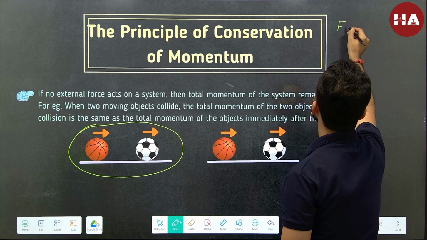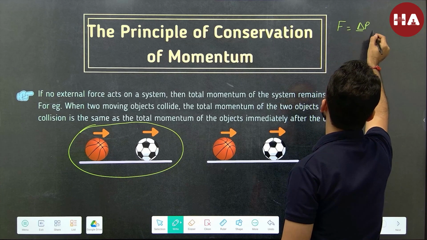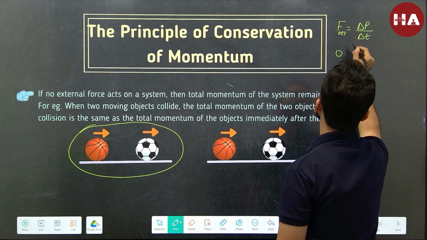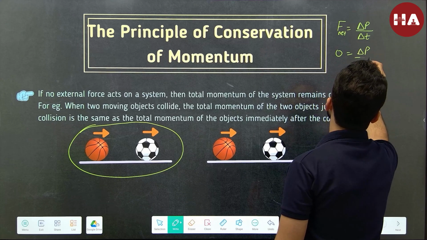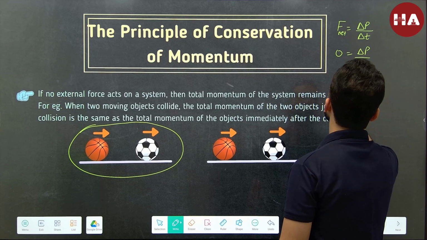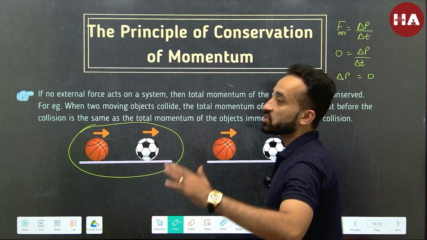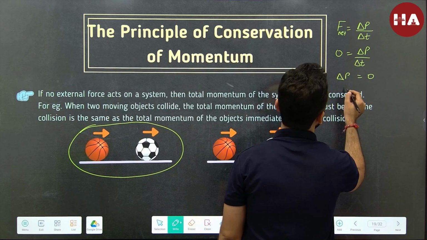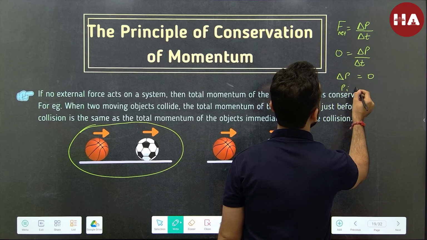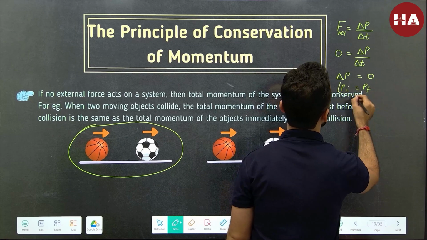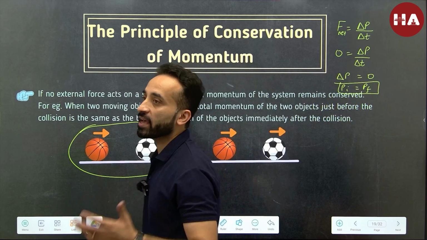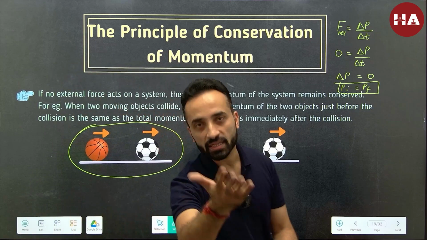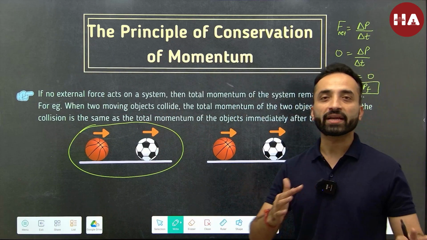So can we write F is equal to delta P by delta T? Of course, yes. But what if the net external force is 0? Then can we say that delta P is 0? That is, the change in momentum is 0. Means what? Means that, let's say, P initial is equal to P final. But when do we qualify for this? When does any situation qualify for this? So the answer is going to be when there is no external force.